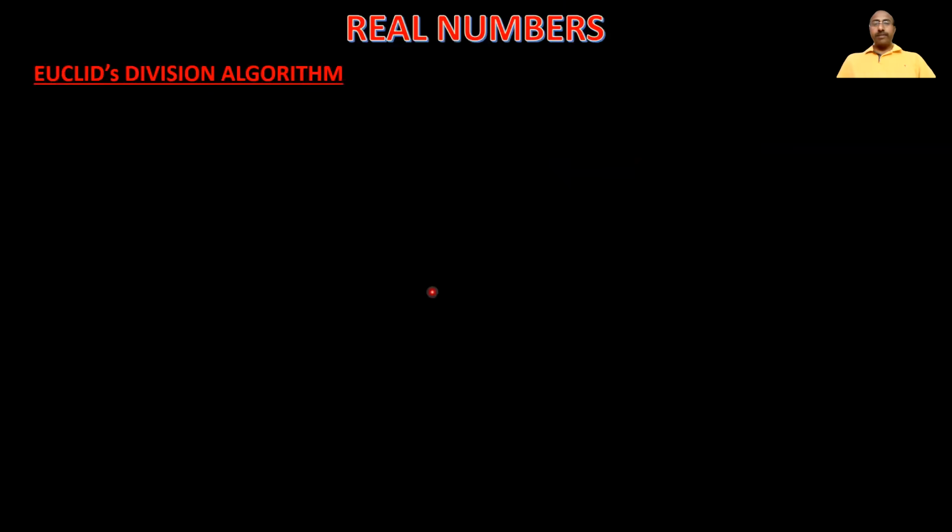So let us see once again. We have taken 100 centimeters and 60 centimeters, and 60 divides 100 one time, and 40 is remainder.